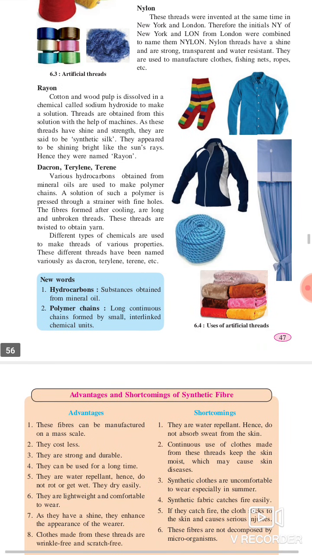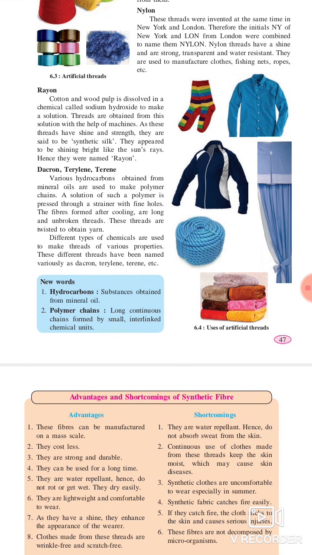देखो नाइलॉन कैसे बनता है. देखो, these threads were invented at the same time in New York and London. न्यूयॉर्क एंड लंडन दोनों जगह साथ में ही उनका इन्वेंशन हुआ है. That's why they take NY from New York and LON from London, and the name of that fiber they take place, that is, name that fiber as nylon. Nylon thread has a shine, and is strong, transparent and water resistant. They are used to manufacture cloth, fishing nets, rope, etc.